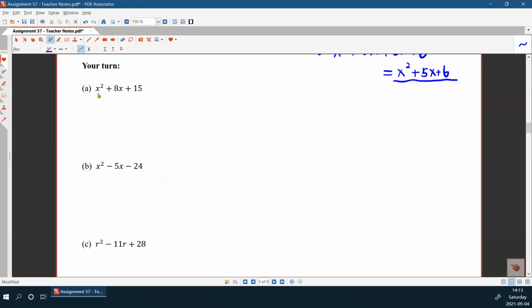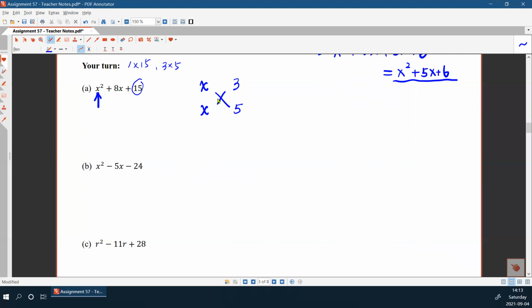Okay, now let's have a look at the practices here. The first one, we have x squared, right? x squared can be factored to x and x, because x times x is x squared. And then here we have 15. 15 can be factored to 1 times 15 or 3 by 5, right? In order to have 8x here, apparently factoring 15 to 3 by 5 would be a possible answer.